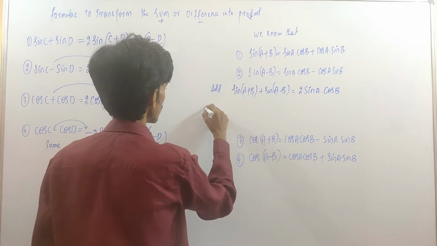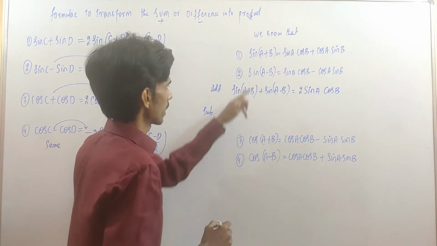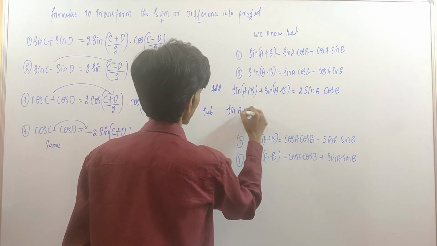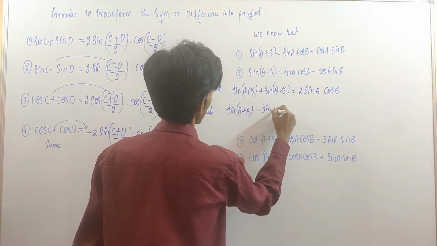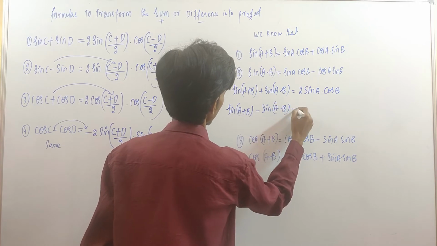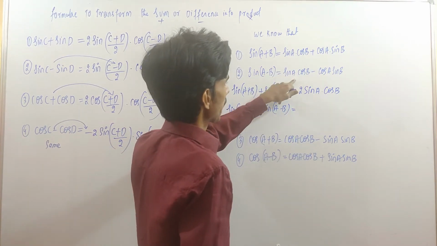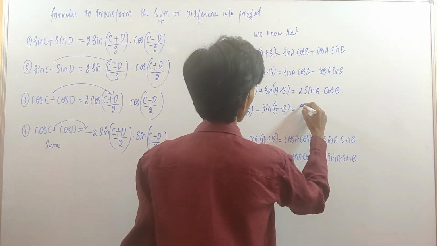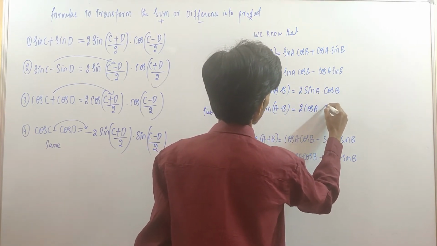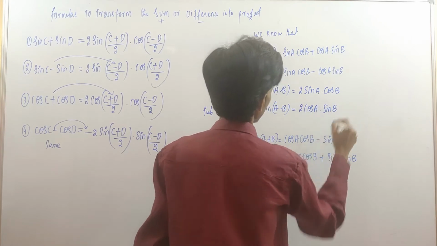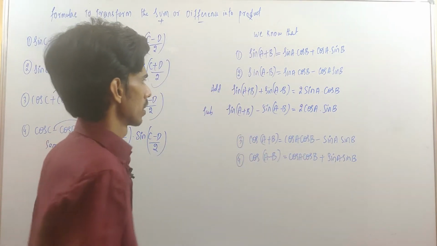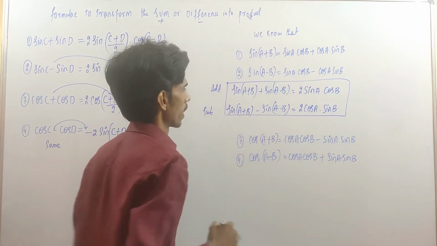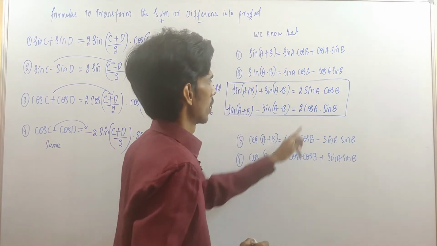Now subtract these two. Now subtract sin A plus B minus sin A minus B. It will become, these two get cancelled, cos A sin B plus cos A sin B. It will become 2 cos A sin B. These are also formulas that we have to remember. 2 sin A cos B.